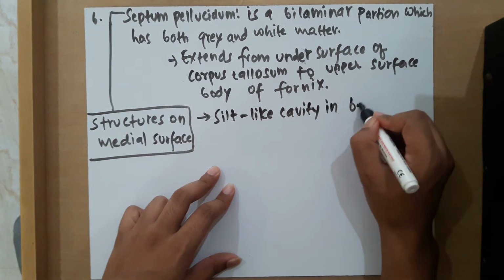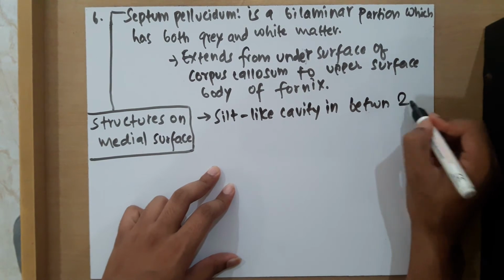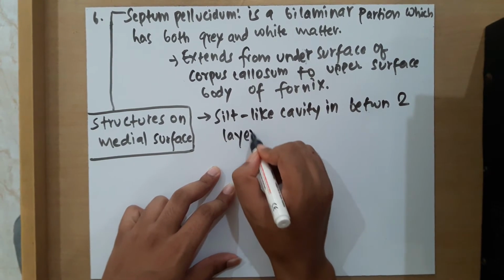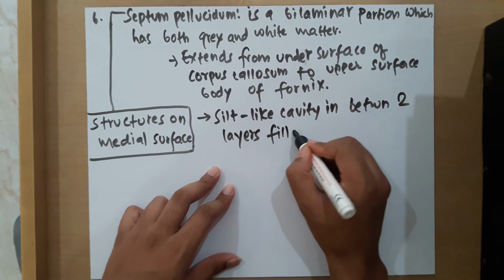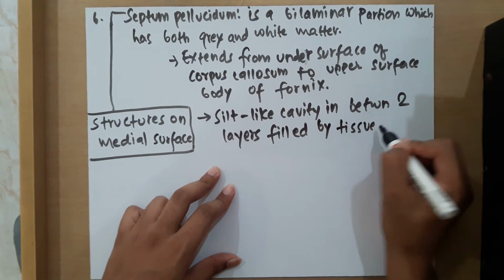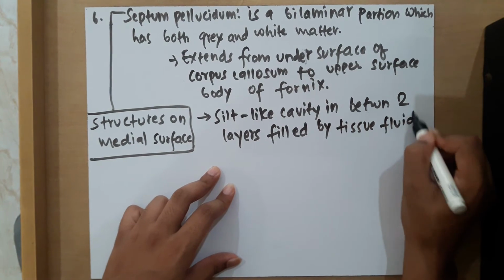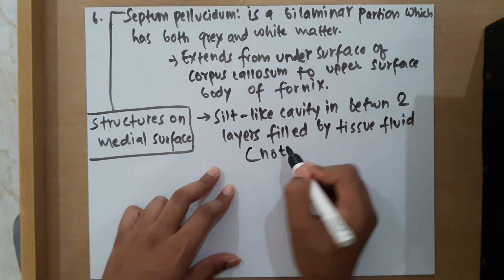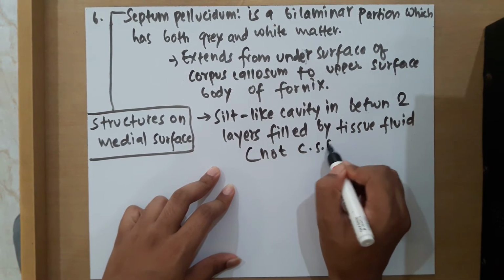So, a slit like cavity in between the two layers, filled by tissue fluid. Okay, tissue fluid, not CSF. I'll mention over here in the bracket: CSF, cerebrospinal fluid, not tissue fluid.